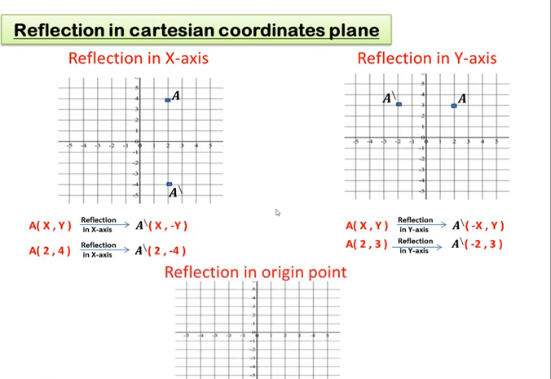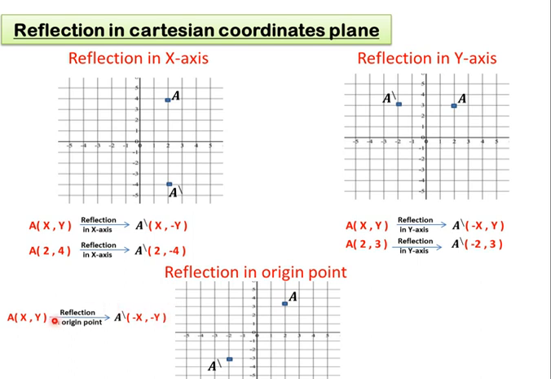Another type, when we want to get the image of a point by reflection in origin point, we know origin point is the intersection point of x-axis and y-axis. If we have point A and we want to get the image by the origin point, we make the origin point the mirror. Then we get what? We get the image here.